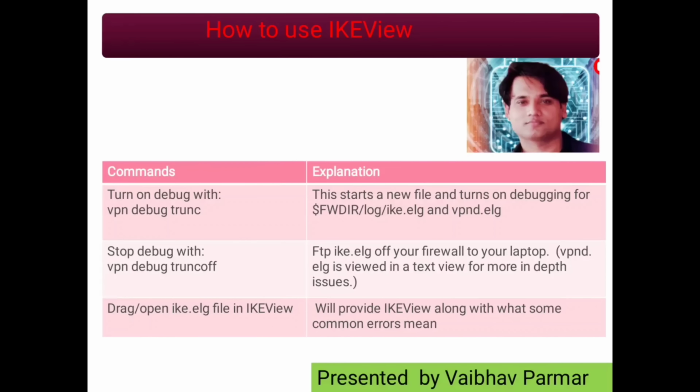First, turn on the debug with the VPN debug trunk command, and the IKE debug on command. The command is not shown there, but this starts your new debugging process. After running these commands, you need to reproduce the issue.